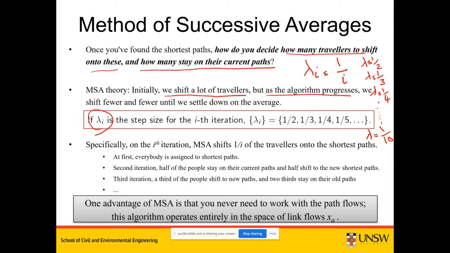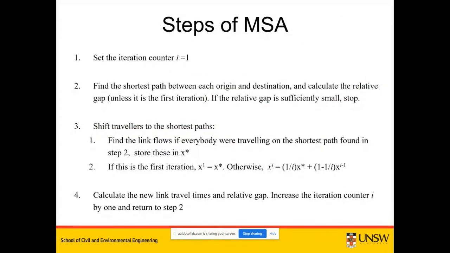This method definitely converges because of how it's designed, but it takes a very long time, as I said before. One advantage of MSA is that you never need to work with the path flows. It is simply based on link flows, as we're going to see in a minute. The algorithm operates entirely in the space of link flows. So we don't really care about path flows here, and we just work with the link flows and we reach a convergence point. So let's see what the steps are in the MSA, and then we go over an example.